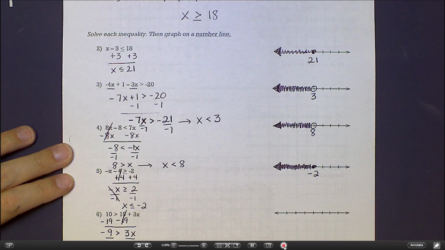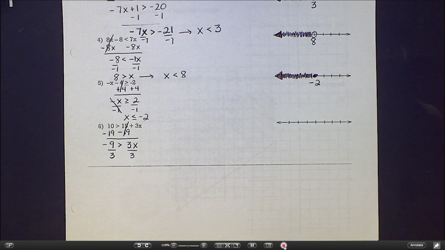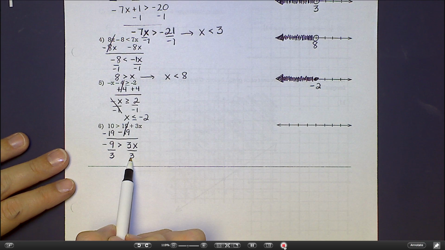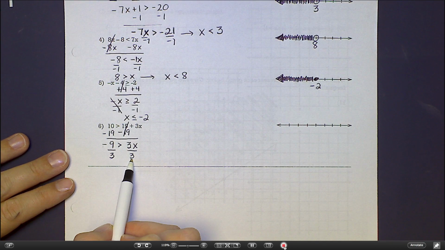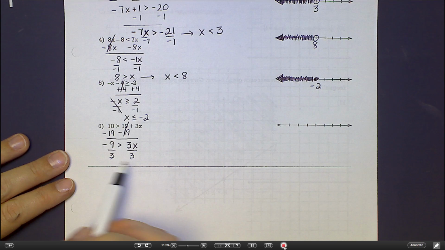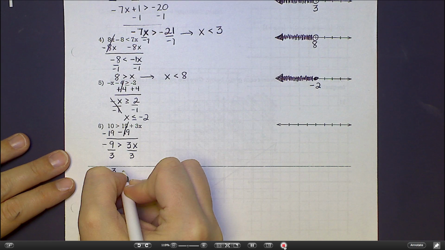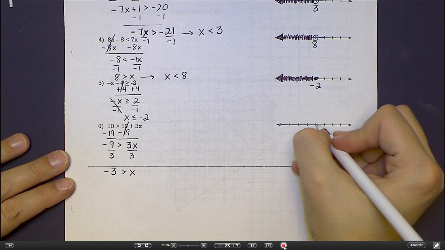Now, be careful here. You divided by a positive 3. It doesn't matter that this is negative. What you're dividing by is positive. So this one, the inequality will not switch directions. So negative 9 divided by 3 is negative 3 is greater than x. And again, that's your answer.